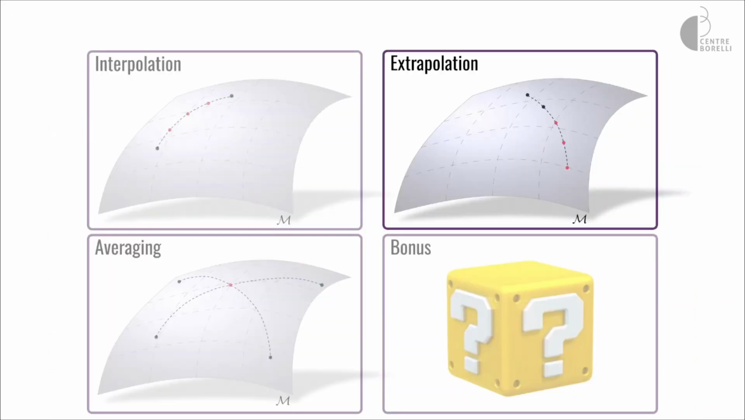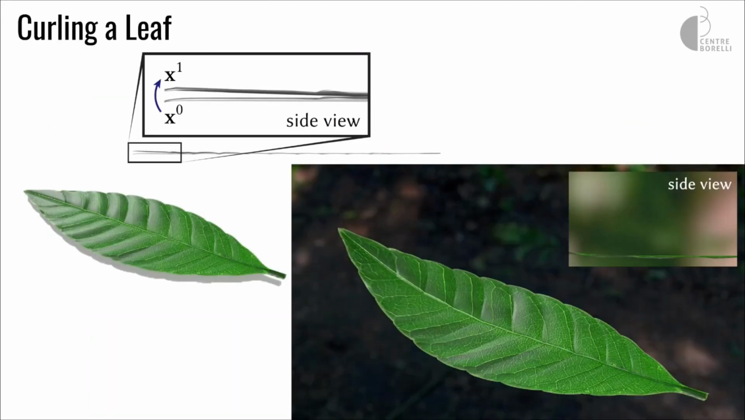Next thing is extrapolation. And one thing you can nicely do is you can start to look at how to fill a leaf.